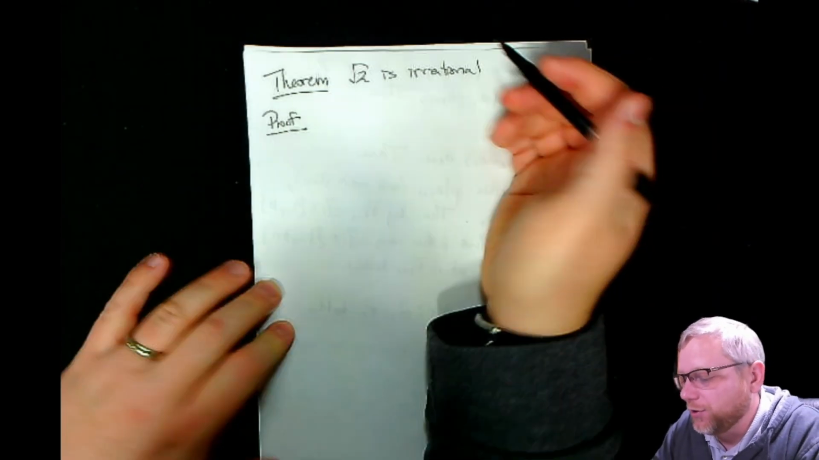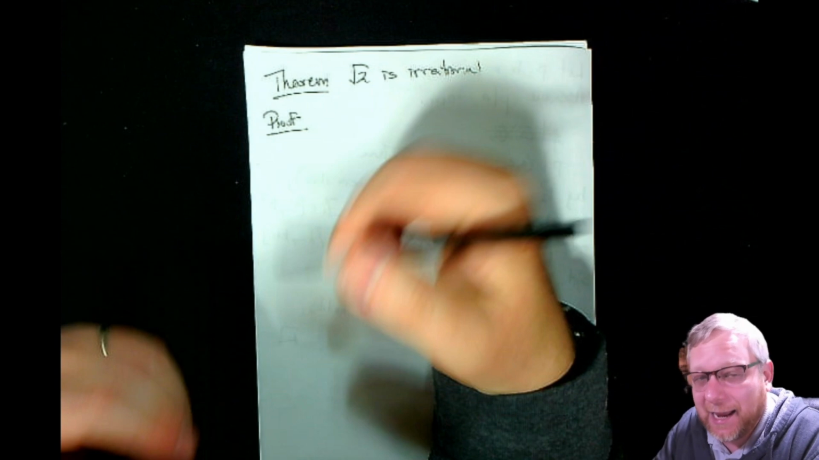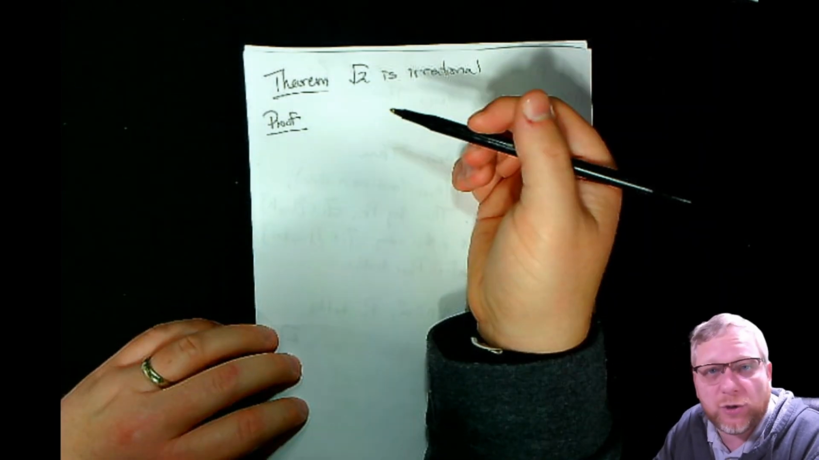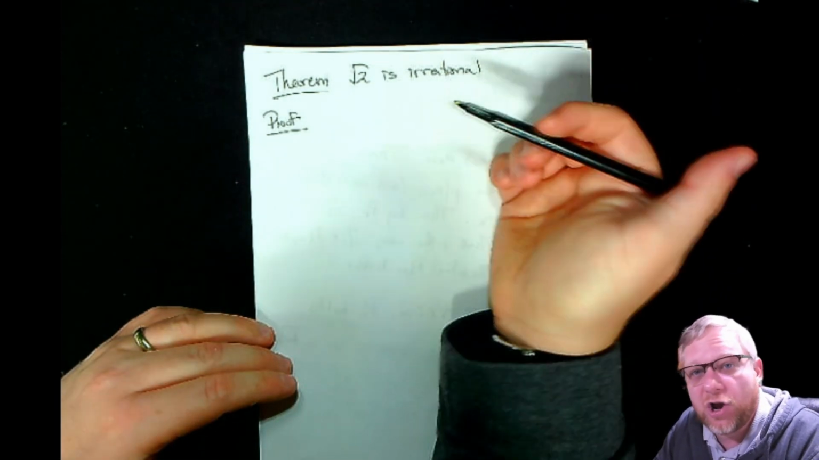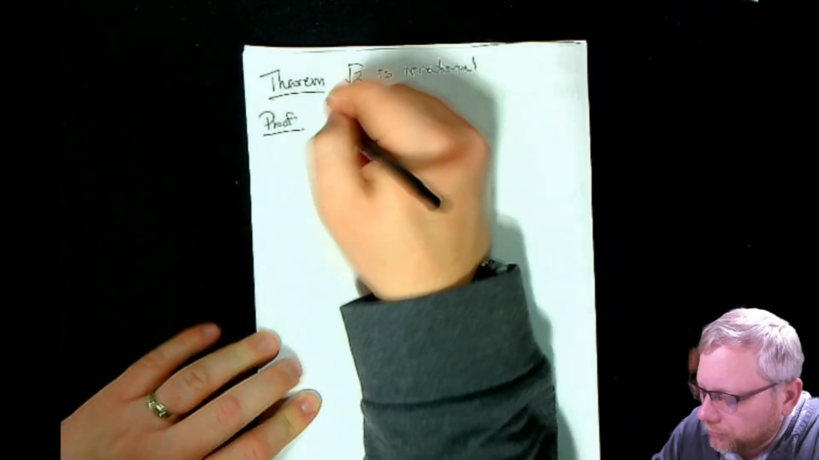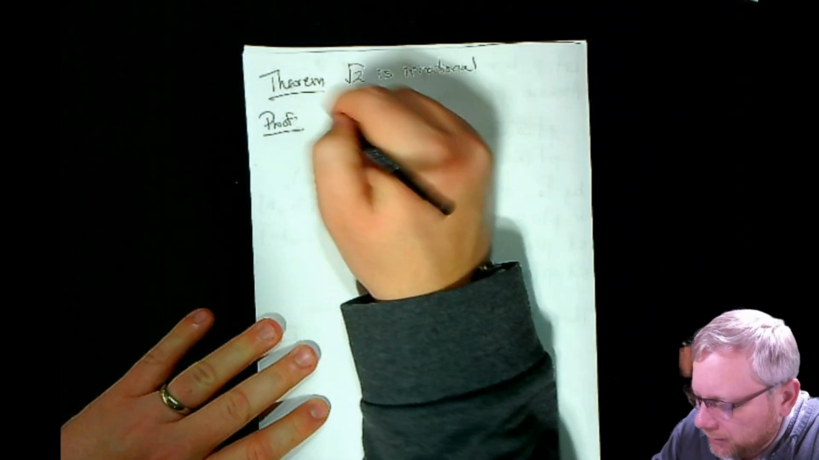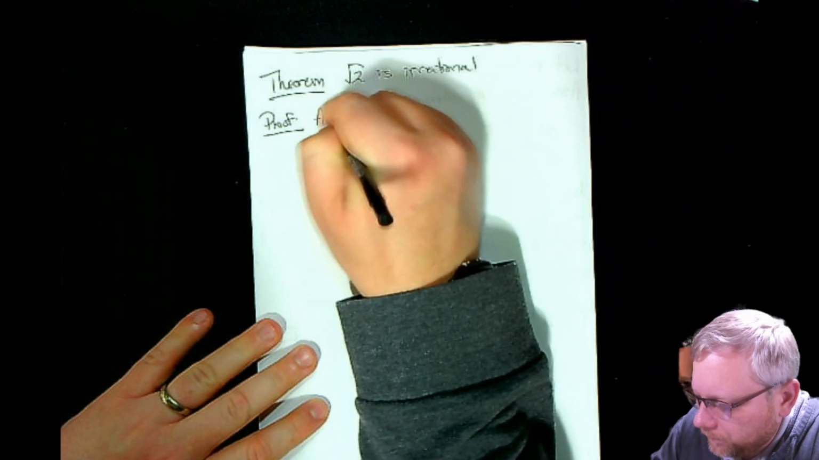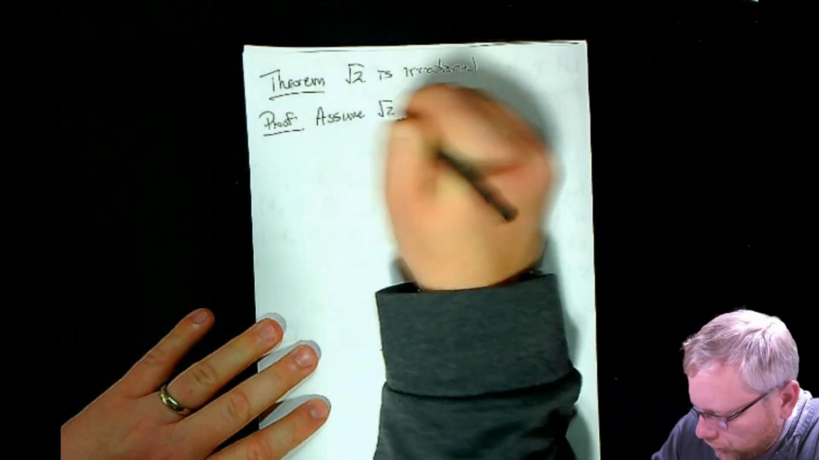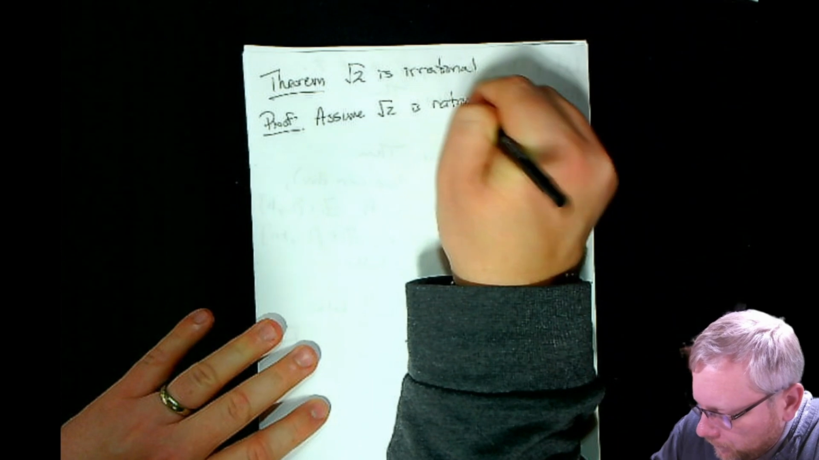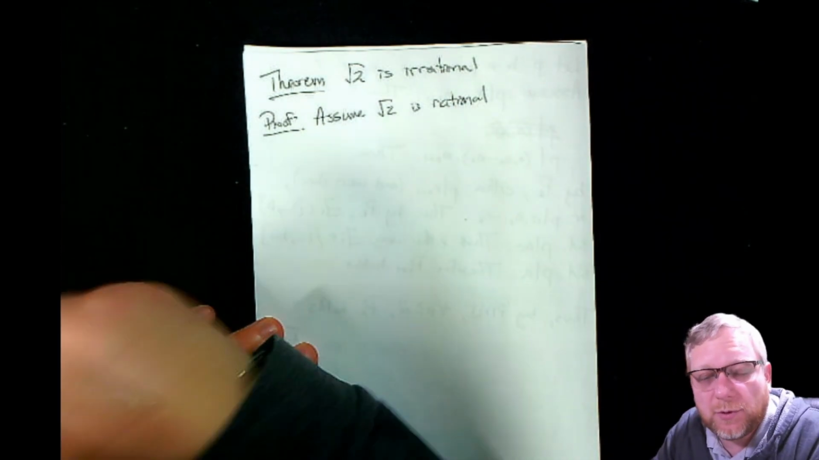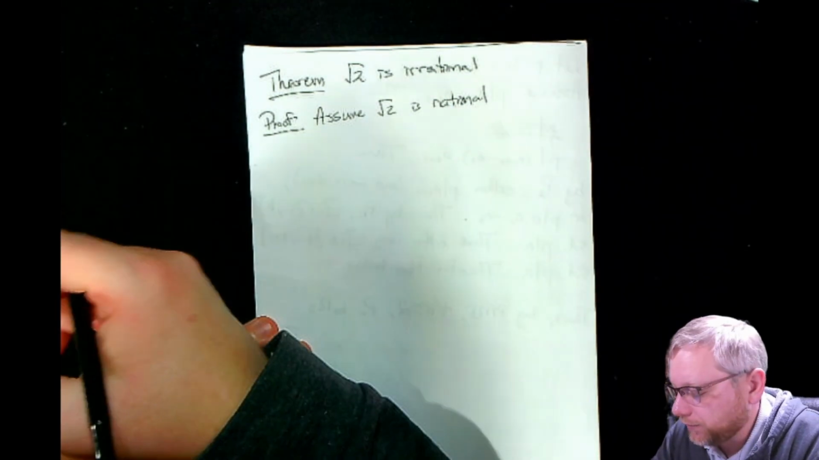Okay? And of course, to show something is irrational, to show something can't be done, the way we're going to prove it is we're going to assume it can be done and then get a contradiction somewhere. So the proof is by contradiction. Assume that root 2 is rational. Okay, so assume what I'm hoping for in terms of a contradiction.